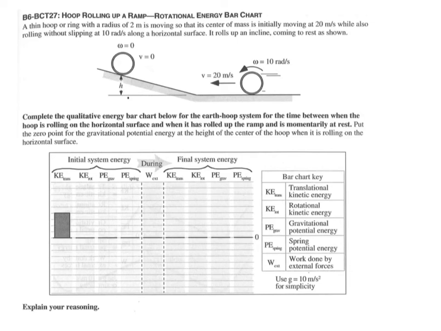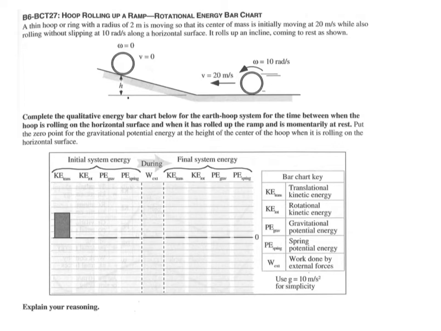S10-04. A thin hoop or ring with a radius of 2 meters is moving so that the center of mass is initially moving at 20 meters per second, while also rolling without slipping at 10 radians per second along a horizontal surface. It rolls up an incline, coming to rest as shown. Complete the qualitative energy bar chart for the Earth-hoop system for the time between when the hoop is rolling horizontally and when it has rolled up the ramp and is momentarily at rest.